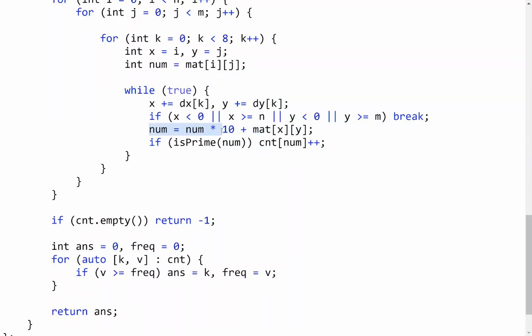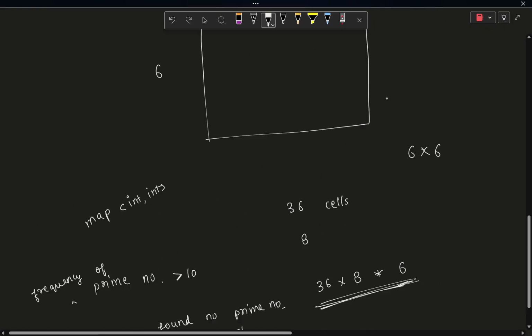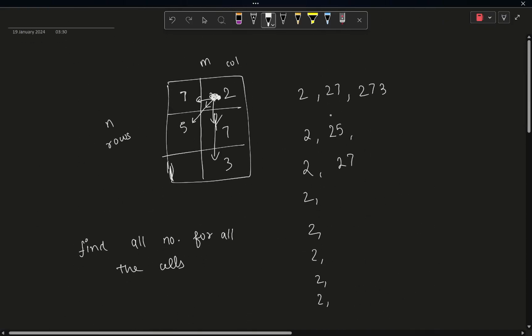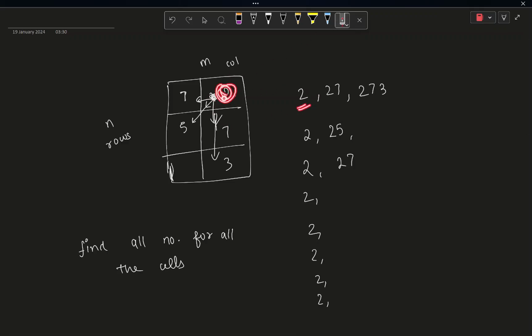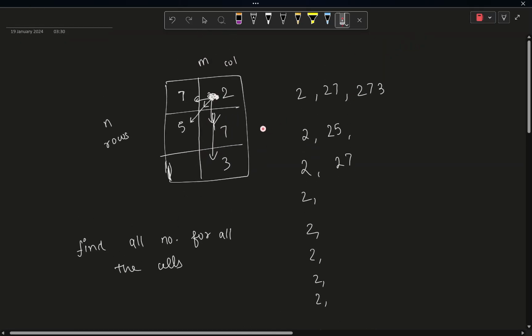Otherwise, your current number, if you remember, was increasing in this way. Initially when you were at this place, it was 2. When you went to this 7, you were adding 7 at the back of 2, or you can say that 2 is now becoming 20 and you added 7, right? Now from 27, when you went to 273, you said that this 27 is actually becoming 270 and you are adding 3. Either call it like this, or maybe you just have a string and push back.